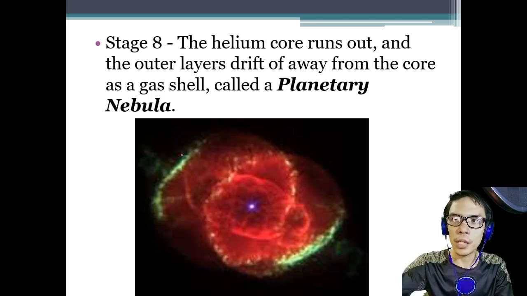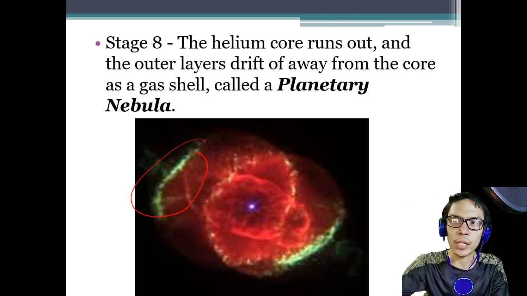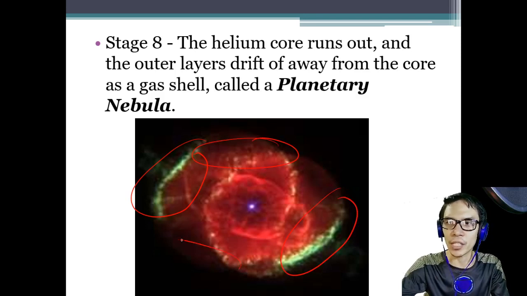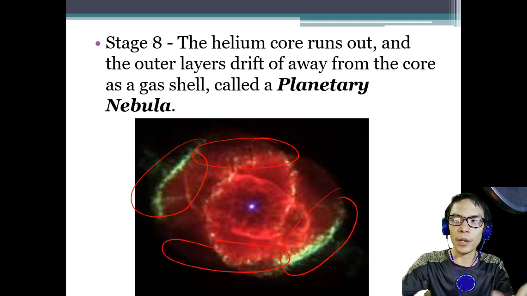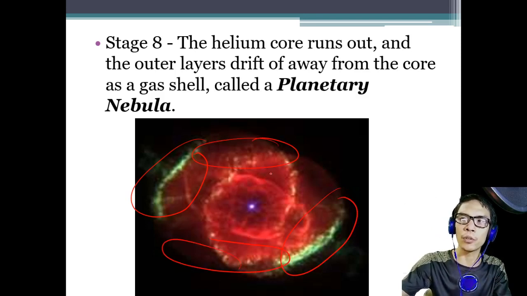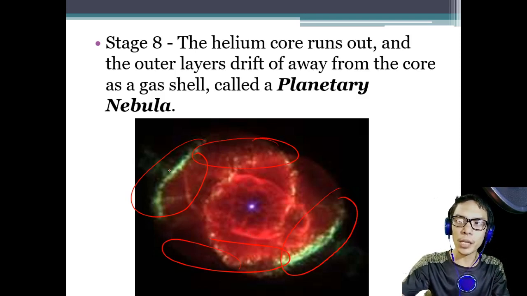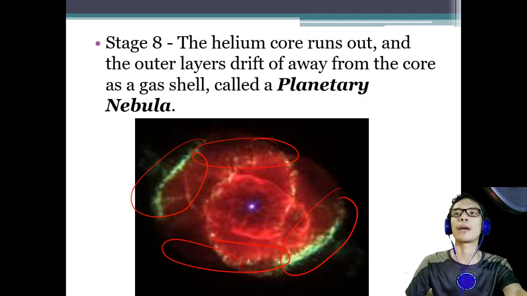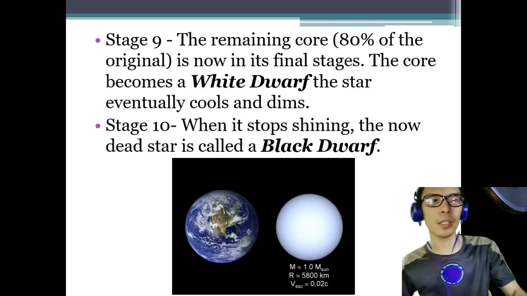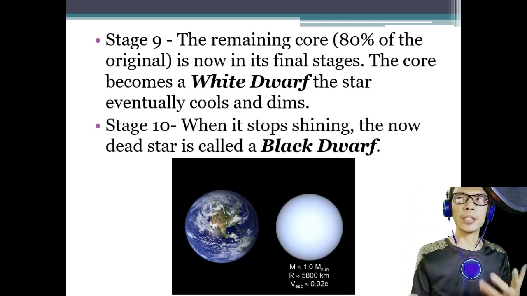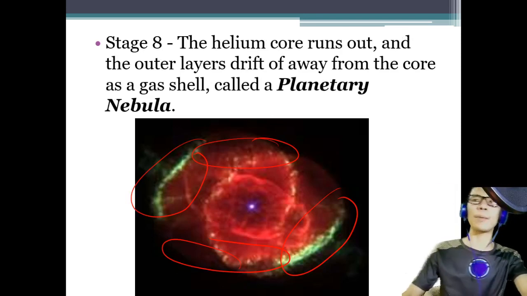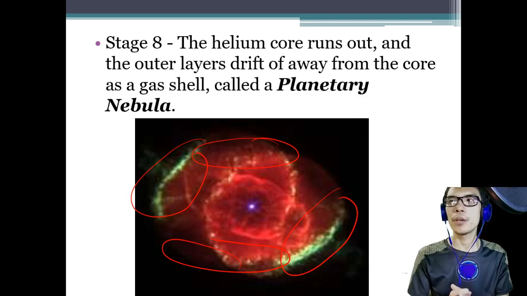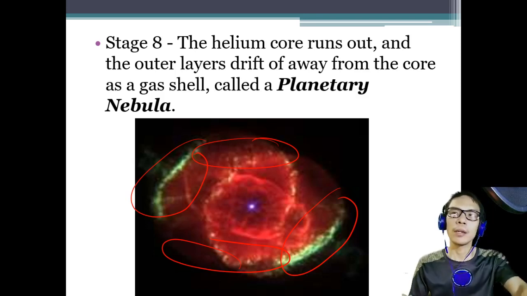These are the gases that were once part of the surface of the star and drift away from it, producing this glow that you have right here. This thing that you have right here is called a planetary nebula. Okay, next, on stage 9, when it becomes a planetary nebula, as you can see, there is no explosion that happened. There's no supernova.